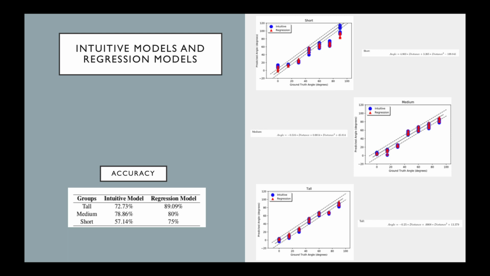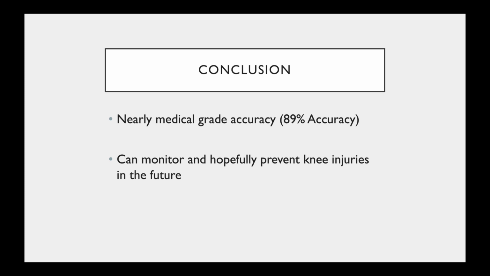In this table, we show the accuracy for each model on each group of experiment participants. From these results, we can see the regression model outperforms the intuitive model at all 3 height groupings. Overall, we were able to reach an accuracy level up to 89%, which is very close to the 95% accuracy required for a model to be considered medical grade.